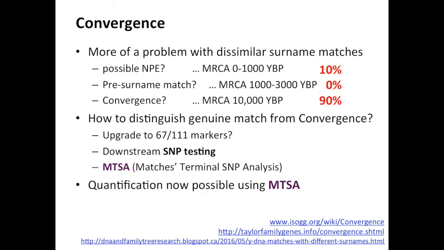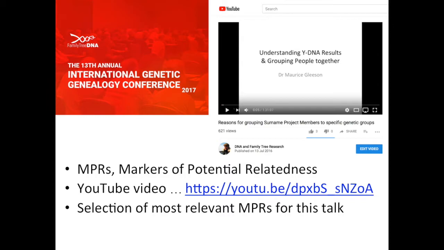So I have talked about these markers of potential relatedness before. That's the YouTube video that goes on for a mere 1 hour and 31 minutes. So if you're really, really interested in my early thoughts on markers of potential relatedness, you can certainly watch that video. Again, it's up on the DNA and Family Tree Research YouTube channel. But I'm going to just select the most relevant markers of potential relatedness for this talk.